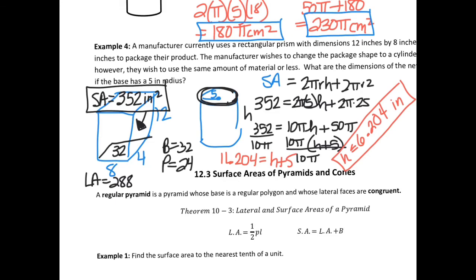All right, so that's your lesson for today. Focused on surface area of cylinders. Remember the steps. Always find the perimeter of the base, area of the base, lateral area, and then surface area.